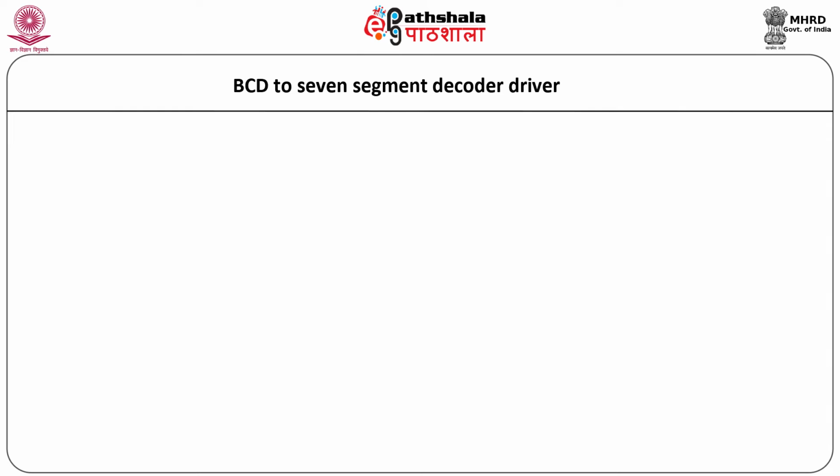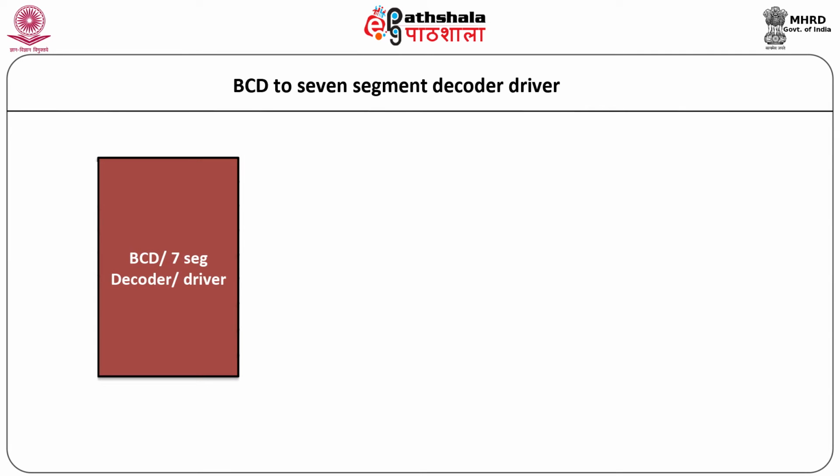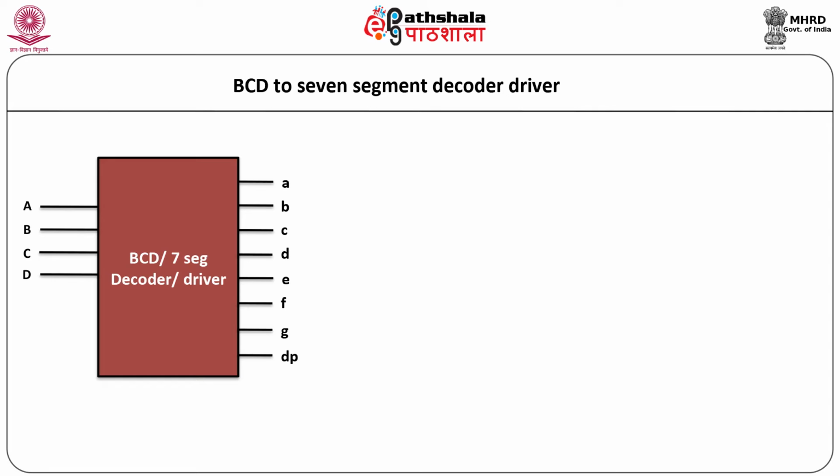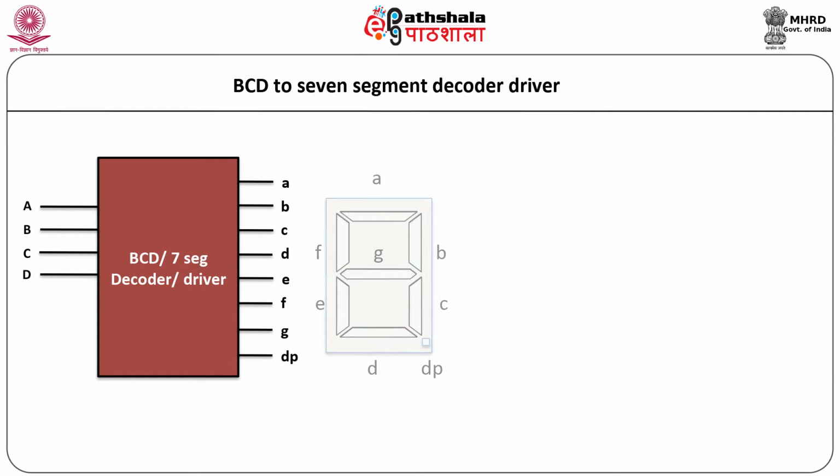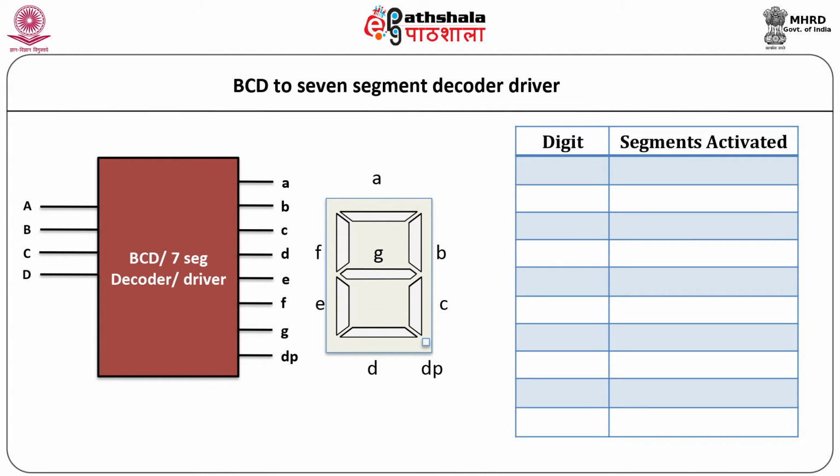The logic symbol of BCD to 7 segment decoder/driver has 4 inputs and 8 outputs. This BCD to 7 segment decoder generates a 7 segment code in response to binary code for driving the 7 segment display. In order to display a decimal digit, it is necessary for the decoder to activate the desired segment. Let us now prepare a table for displaying a decimal digit and the corresponding activated segments.